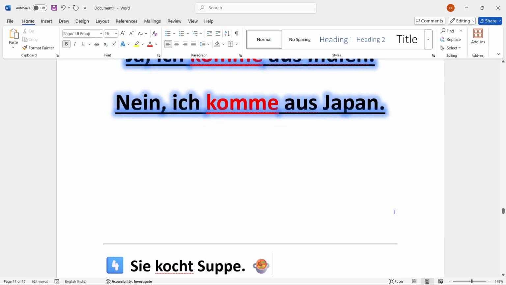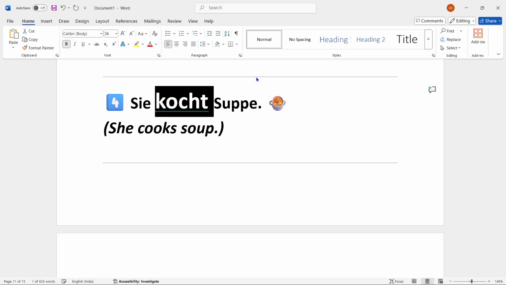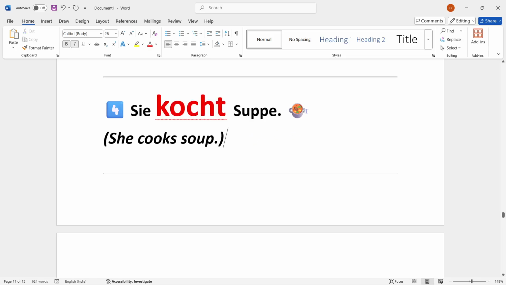Okay, now another Beispielsätze. Ja, einen Moment. Ja, another example. Sie kocht eine Suppe. Sie kocht Suppe. This verb is kochen. What is the infinitive verb? Kochen. Okay, this is the infinitive form of the verb.